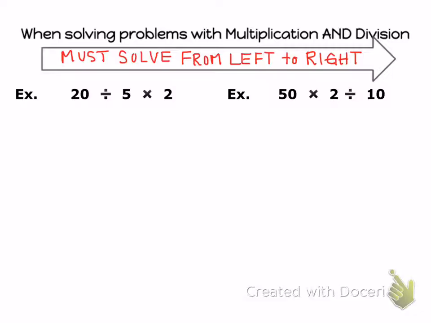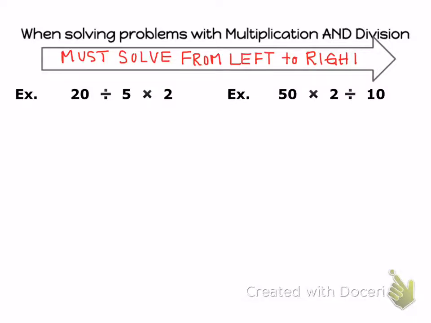We check if there's any parentheses. There's no parentheses. We check if there's any exponents. There's no exponents. So now we're at multiplication and division. And we look to see if there's any multiplication and division in the problem. And you notice there's both of them. So what we have to do is make sure that you start from the left side of the problem and you work your way to the right and solve all of the multiplication problems in that order.